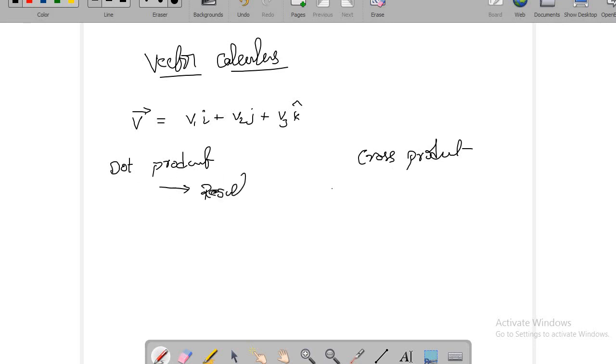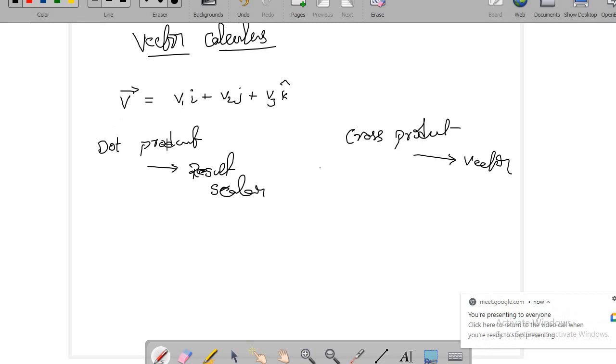Why? Because the result of a dot product is a scalar, so that is why it is called a scalar product. And when it comes to the cross product, the result gives you a vector, so that is why it is called vector product. So dot product, geometrically, you can see how it is defined. You can see it like a projection of one vector on another vector and multiplying with its length.